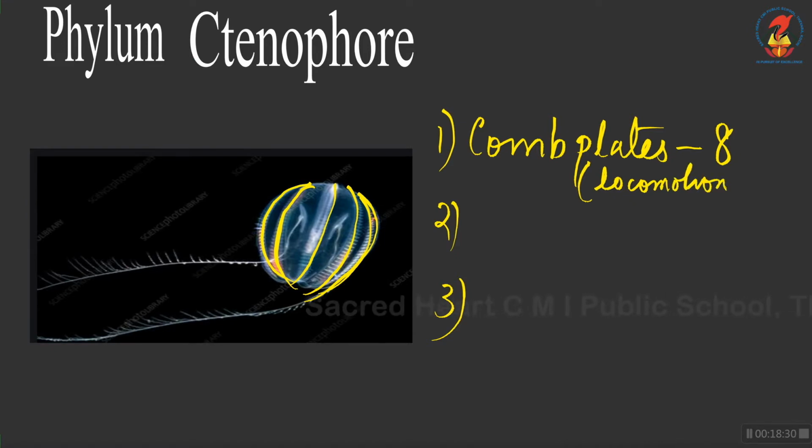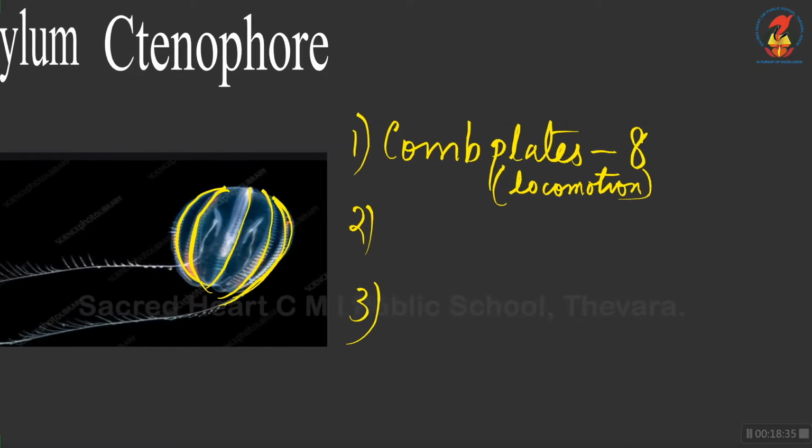Helps in locomotion. Then another feature of Ctenophora, from this diagram itself you can understand what will be the feature. Bioluminescence, it produces light.